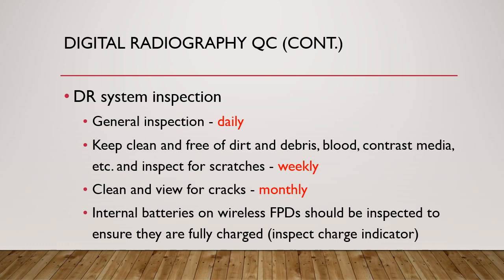For DR system inspections, the general inspection should be daily. We should keep the DR cassettes clean and free of dirt and debris, blood, contrast media, etc., and inspect for scratches weekly. Clean and check for cracks monthly. The internal batteries in the wireless flat panel detectors should be inspected to ensure that they're fully charged, and that should be at all times.